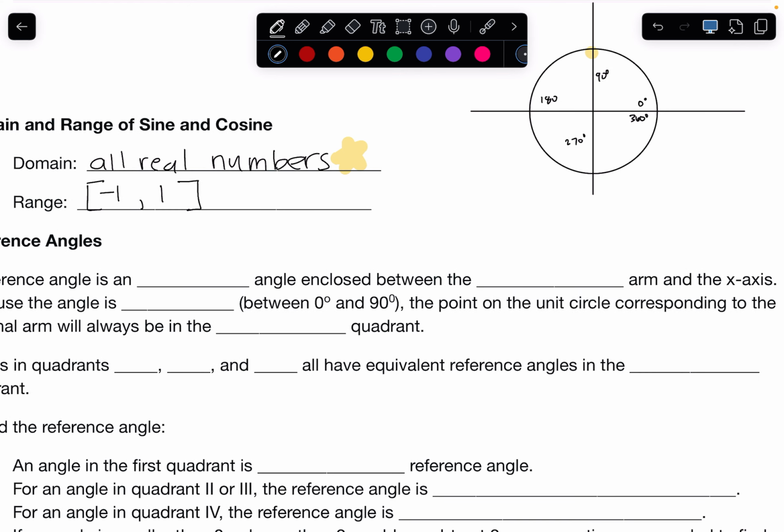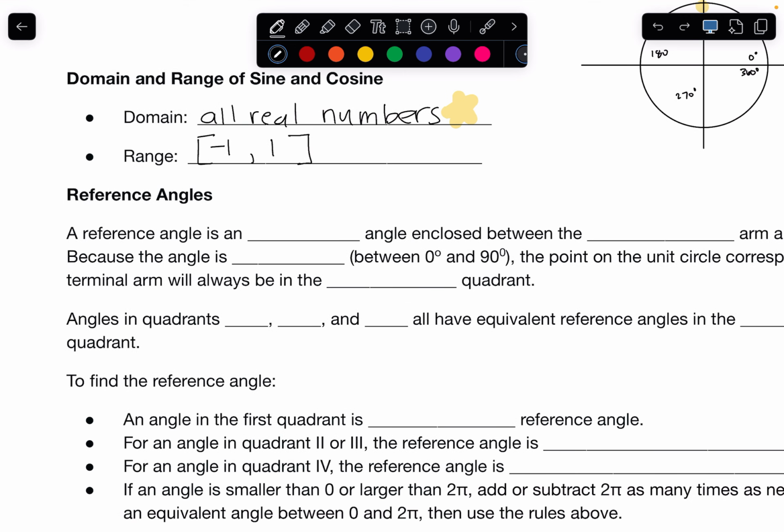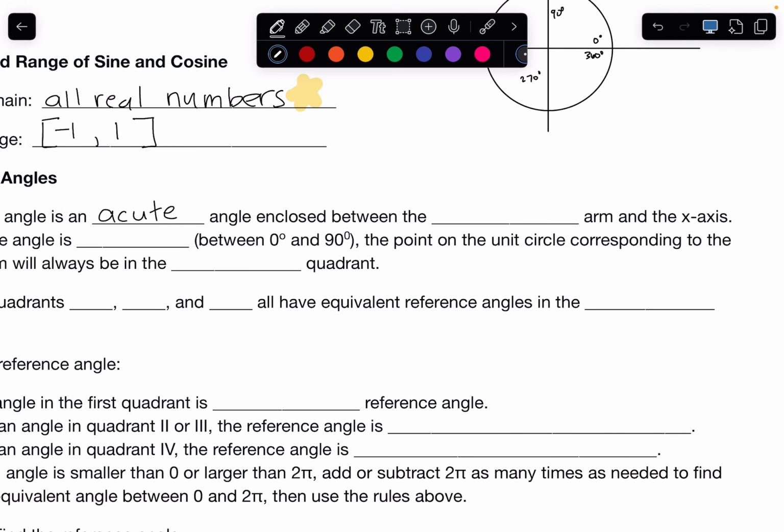Generally, we're going to focus on just the first quadrant because all of the angles here have a sine or a cosine with the same value in quadrant 1. So generally, a reference angle is an acute angle, meaning it is smaller than 90, between the terminal arm and the x-axis.